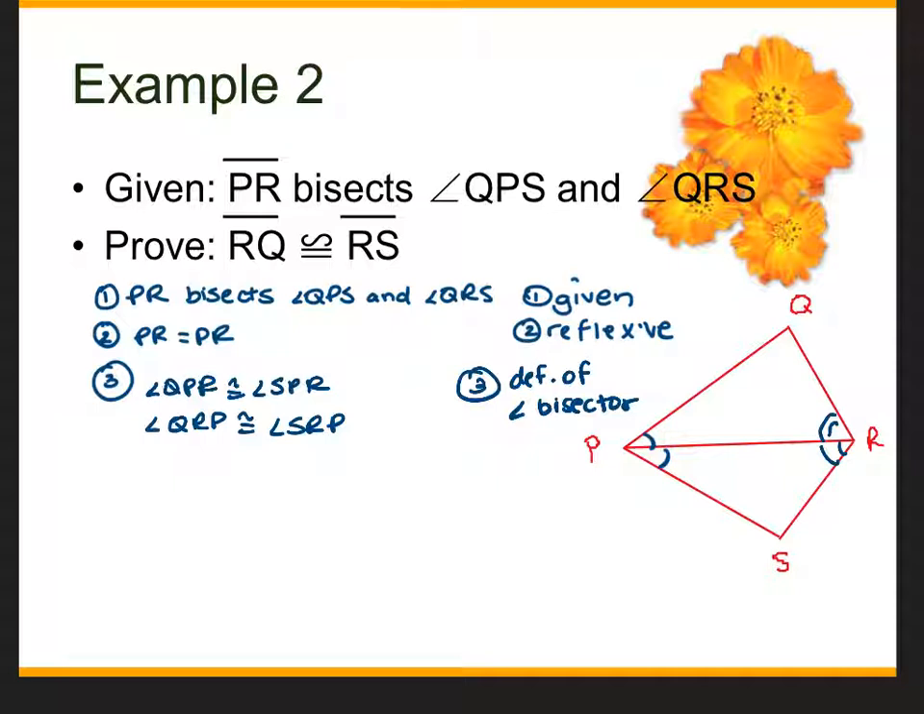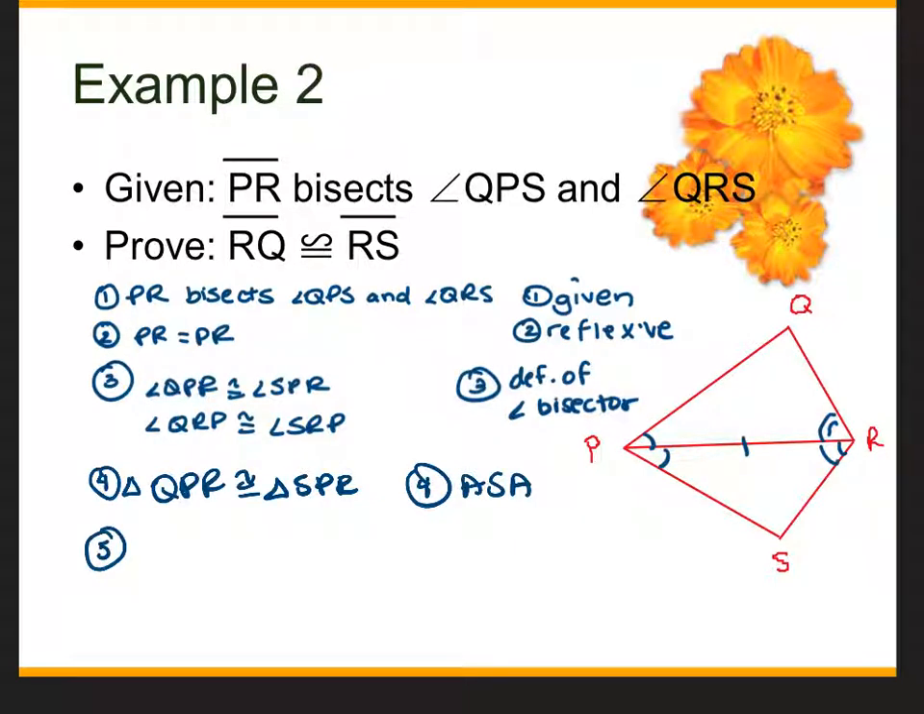Do you have enough information to prove these triangles are congruent? Yes. What do you have? Angle, side, which would be QPR, SPR, angle, side, angle. So then if the triangles are congruent, all of their corresponding parts are congruent, which means QR is congruent, or RQ is congruent to RS.